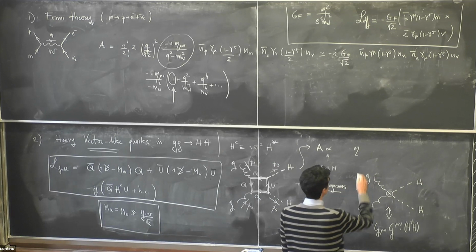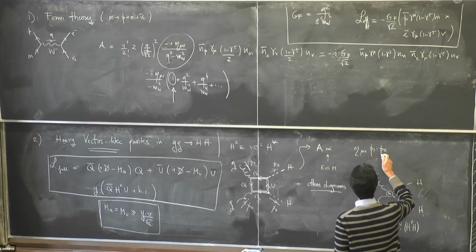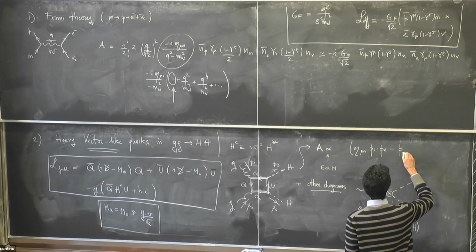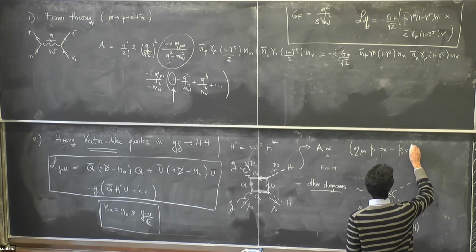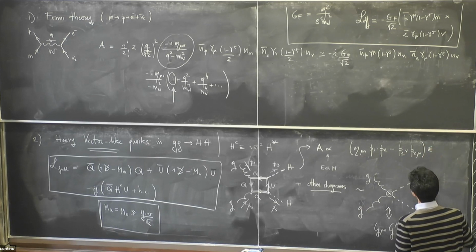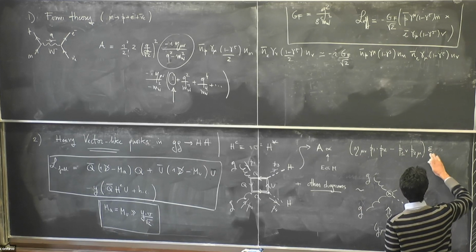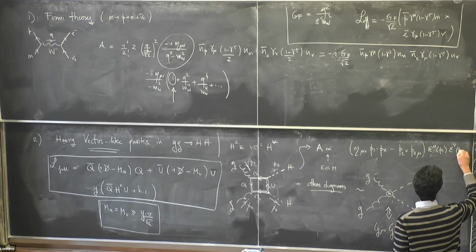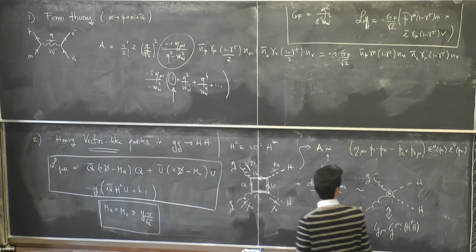So this amplitude will go like p1.p2 at a minimum, minus p1 mu, p2 mu times epsilon mu p1 and epsilon mu p2. These are the polarization vectors of the gluons. Okay, and of course there will be other factors.